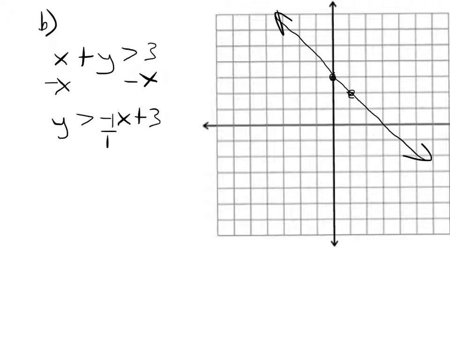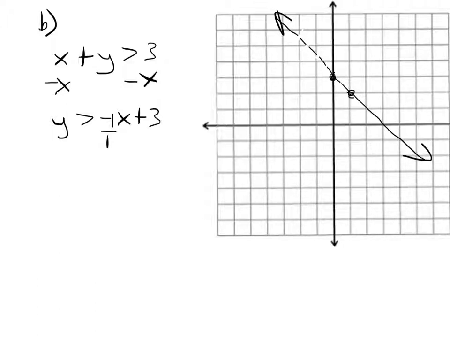And we need to figure out, is it above the line or below the line? But before I can do that, I have to watch out for one thing. You see that greater than with no equal sign underneath? That means we're not allowed to touch the line, similar to when we had an open circle when we graphed on a number line. So how we show that is to have a dotted line.